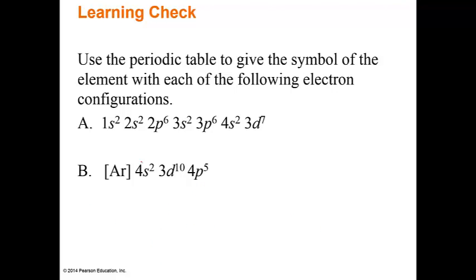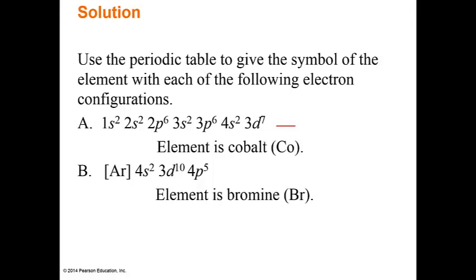Okay, so using the periodic table, given the symbols of the elements, which are the following electron configurations? In this case, we can look at the periodic table, or we can do something funky and just add. So 2 plus 2 is 4, plus 6 is 10, plus 2 plus 6 is 8, so that's 18, and then plus 2 and 7, which is 9, giving us the atomic number of 27. If we flip ahead, 27, oh my gosh, that is cobalt.